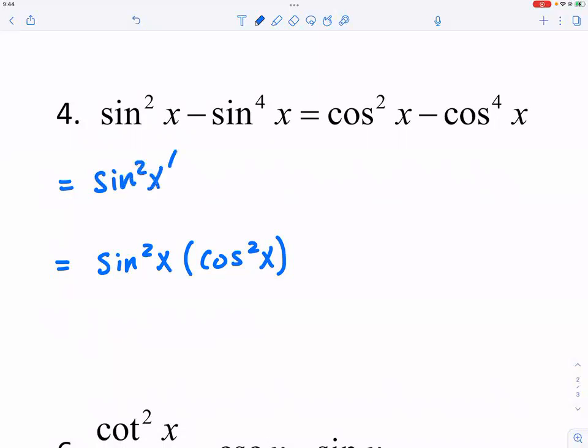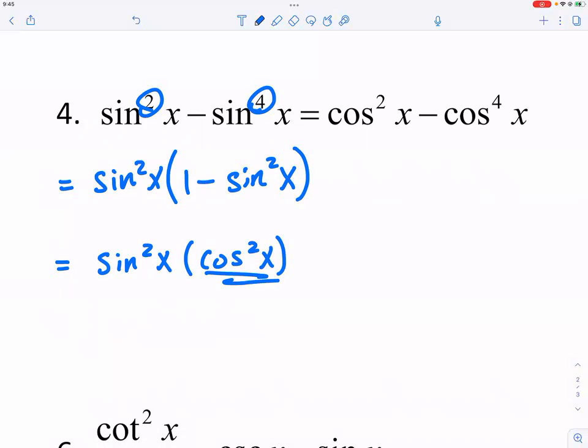So we're gonna factor out the sine square x first. You factor out the sine square x on both terms. This is sine square, this is sine to the 4th power. You factor out the sine square x. That's how it becomes 1 minus sine square x. And 1 minus sine square x, we know that it's equal to cosine square x.